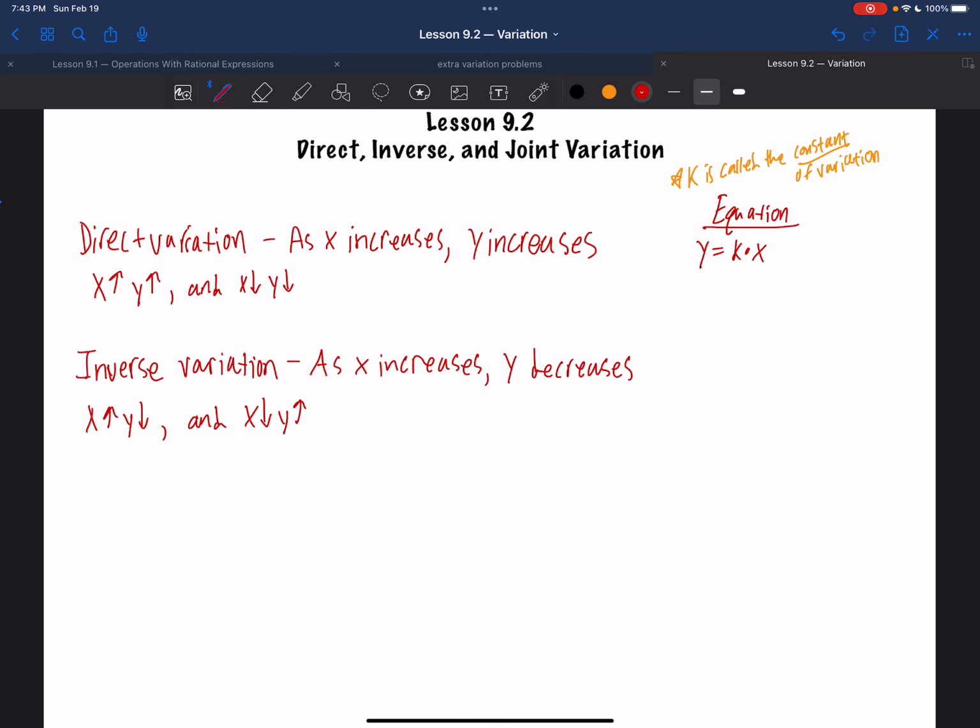And the equation for inverse variation is y equals k times 1 over x. And 1 over x is our parent function for rationals. That's kind of why we're introducing variation here and now in this unit. Because in some ways it's its own topic, but because we're talking about rational functions, k times 1 over x fits nicely in here.